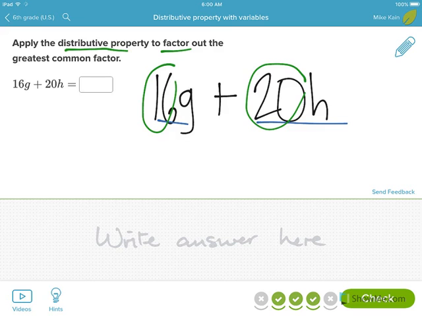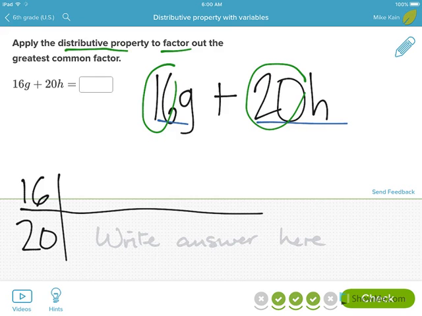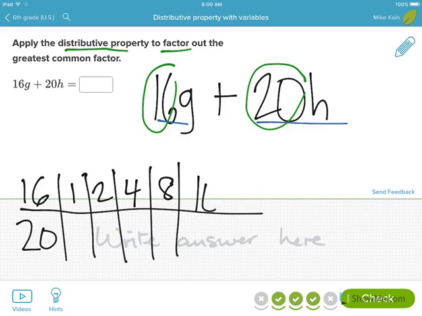So this goes way back to figuring out the greatest common factor of 16 and 20. Remember how we did this? We list all of the numbers that divide the smallest of the two numbers. And then we're going to check to see which biggest of those also divides into 20. So let's list the numbers that divide 16. We have 1, 2, 4, 8, and 16. Those are all the numbers that divide 16.